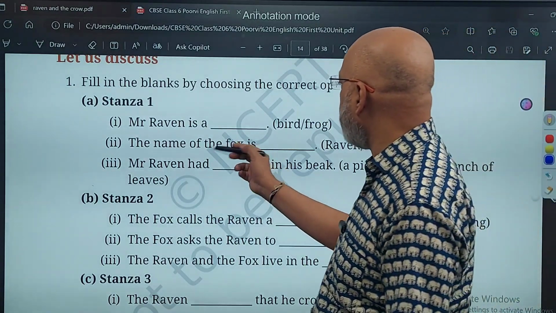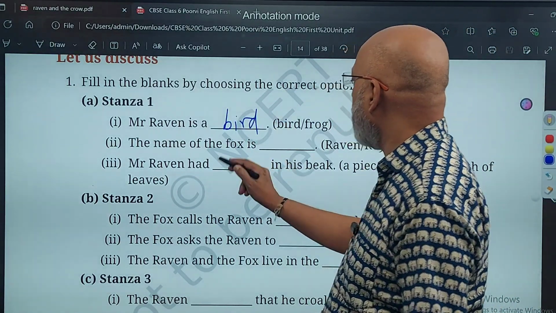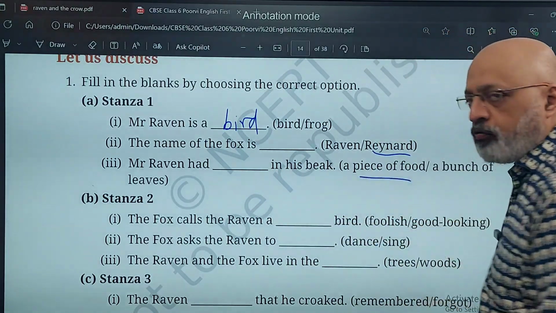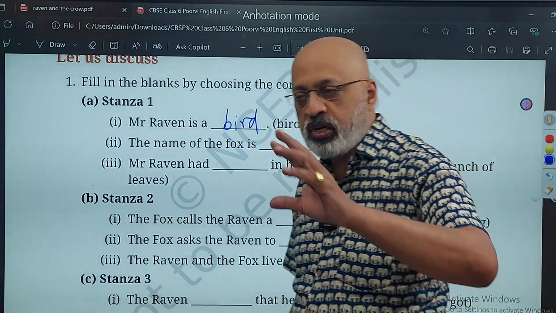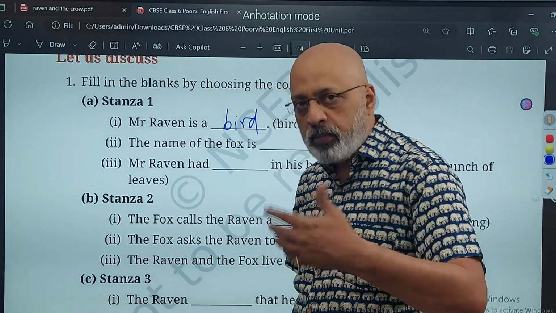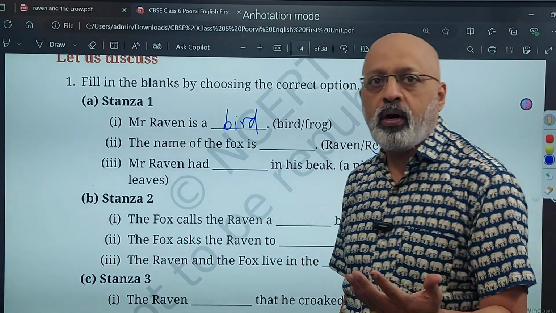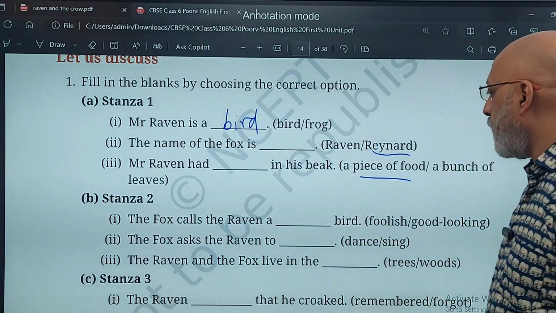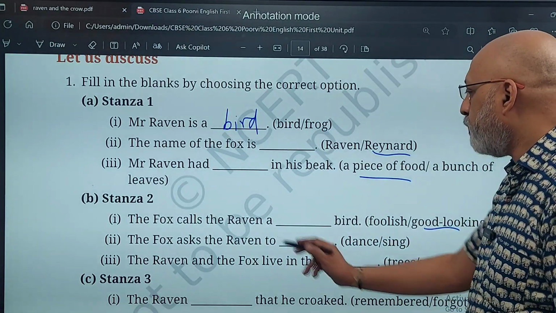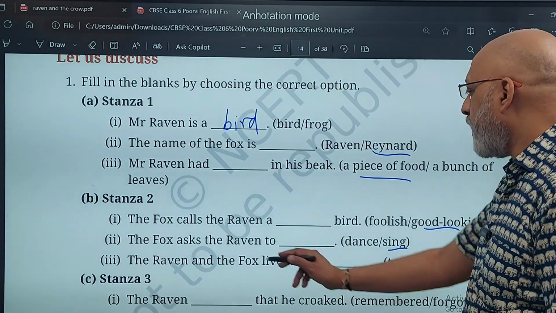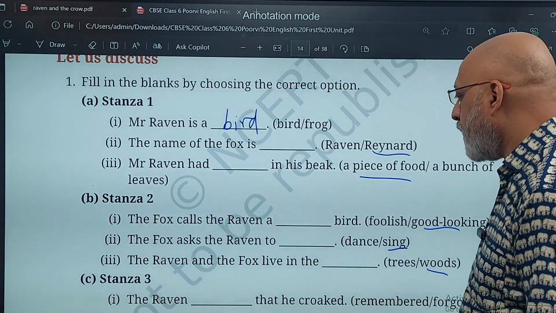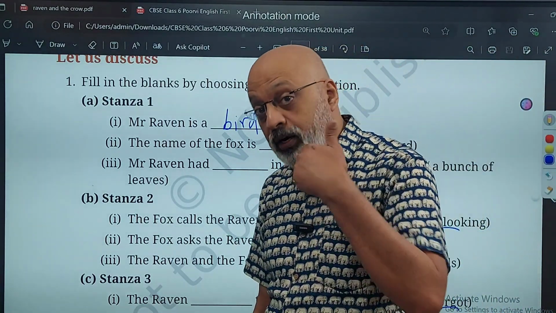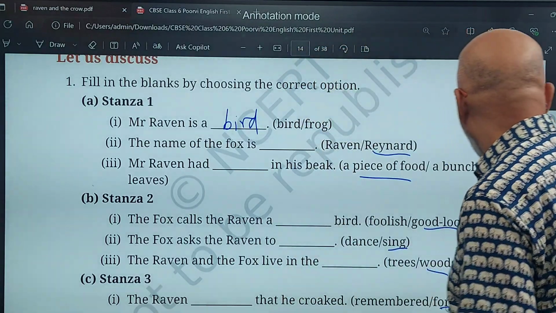Okay, Mr. Raven is a bird. The name of the fox is Reynard. Mr. Raven had dash in his beak, a piece of food, which is a cheese or any morsel. Morsel is general. Morsel is not a specific food item, but it looks like a cheese. Like at least in European critics वगैरह उसको cheese मानते हैं, because that's how it is in Europe. The fox calls the raven a good-looking bird. The fox asks the raven to sing. The raven and the fox live in the woods. The raven forgot that he croaked. He thought he could sing, but he forgot that उसकी voice actually बहुत ही खराब आवाज है.